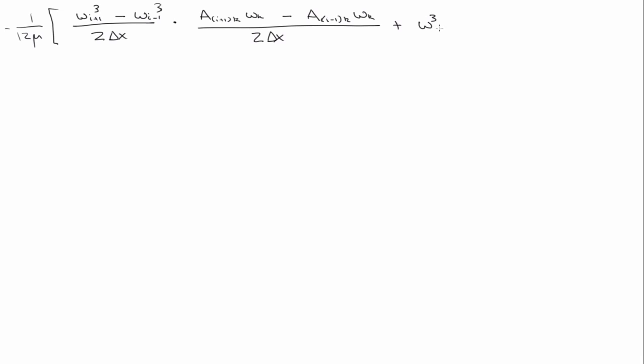plus the width cubed at i times a at i plus 1 k w_k minus 2 a_ik w_k plus a at i minus 1 k w_k, over delta x squared, all of that plus w at i, n plus 1 minus w at i at n.